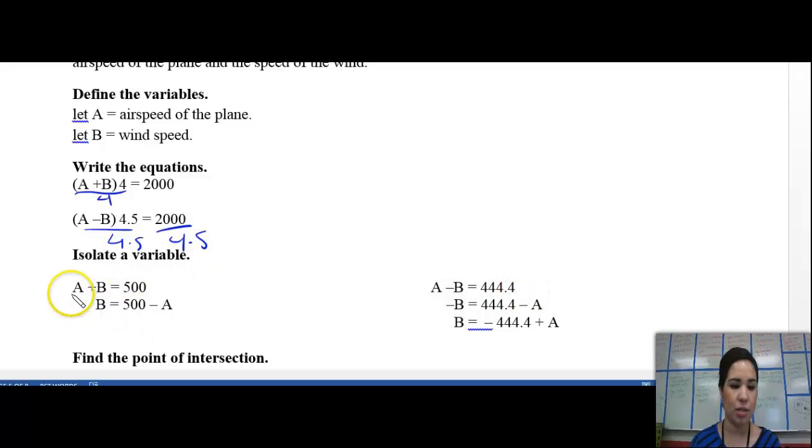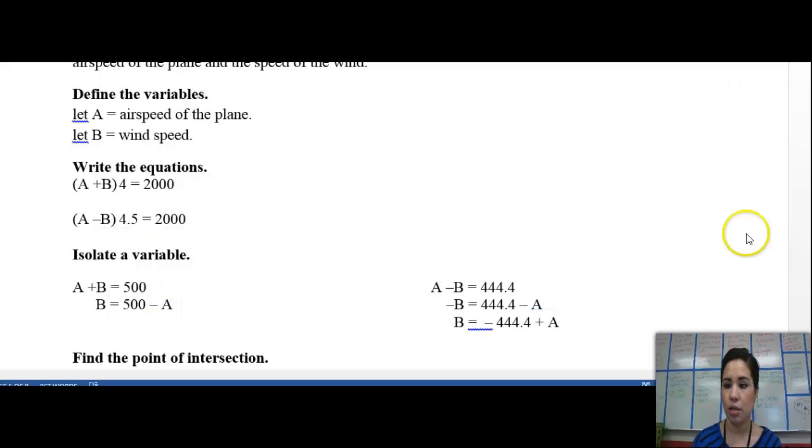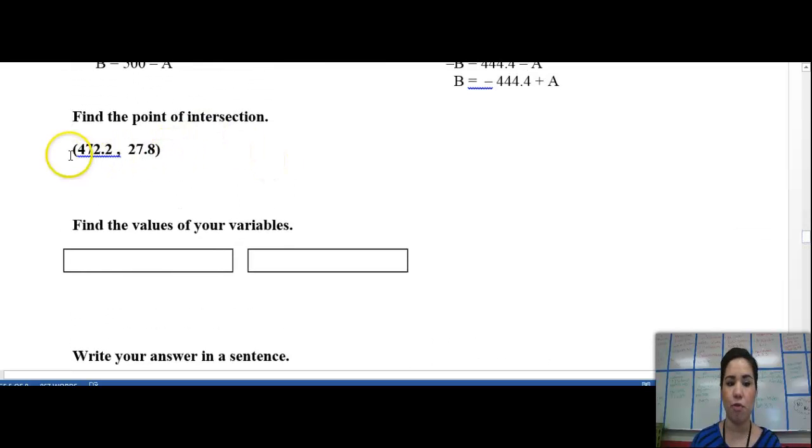From here, it's just solving, guys. I subtract A from both sides, so B is equal to 500 minus A. Same thing here. I subtract A, divide by a negative, so I'm left with B. So I know that B is equal to negative 444.4 plus A, and it's also equal to 500 minus A. So to find the point of intersection, I can graph. I could put it in my calculator, hit enter, find where they intersect. The point of intersection is actually at 472.2 and 27.8.